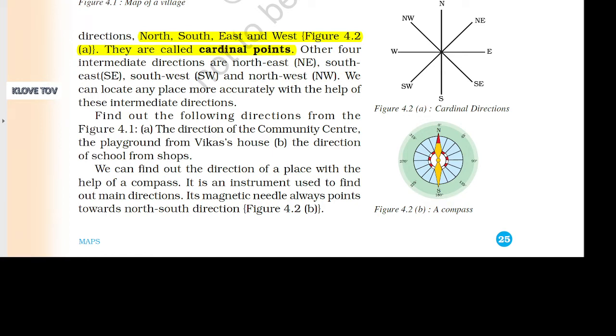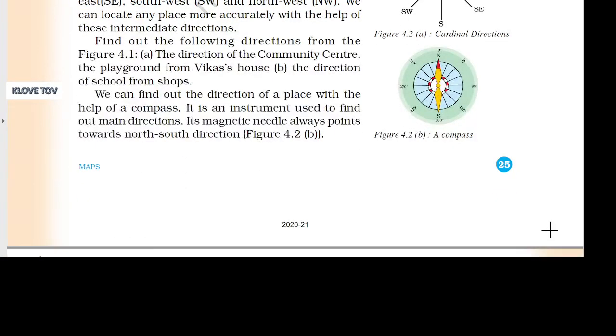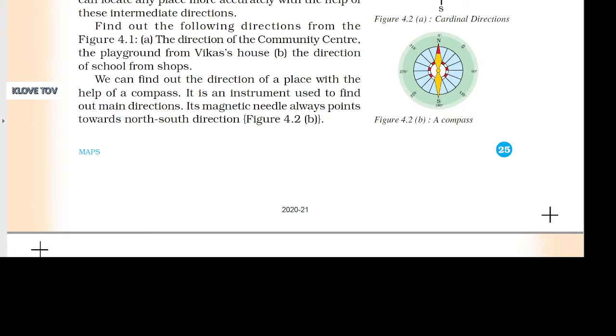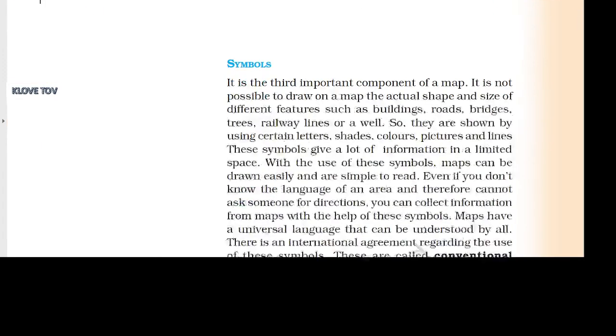Find out the following directions from the figure 4.1. A. The direction of the community center and the playground from Vikas' house. B. The direction of school from shops. We can find out the direction of a place with the help of a compass. It is an instrument used to find out main directions. Its magnetic needle always points towards north-south direction.